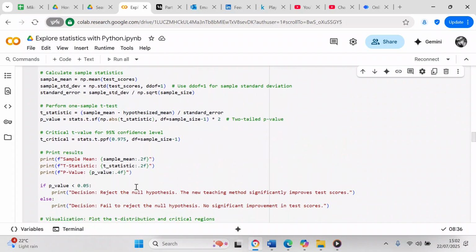Now we're going to check: if the p-value is less than 0.05, then you reject the null hypothesis. Otherwise, you fail to reject the null hypothesis. The p-value is greater than 0.05, so we fail to reject the null hypothesis.